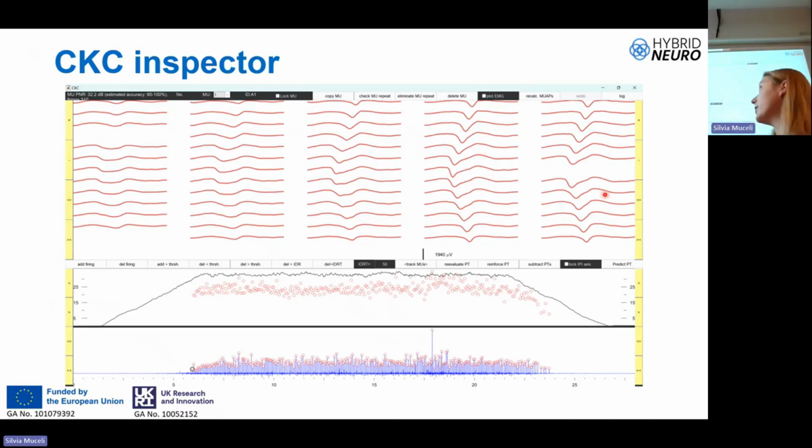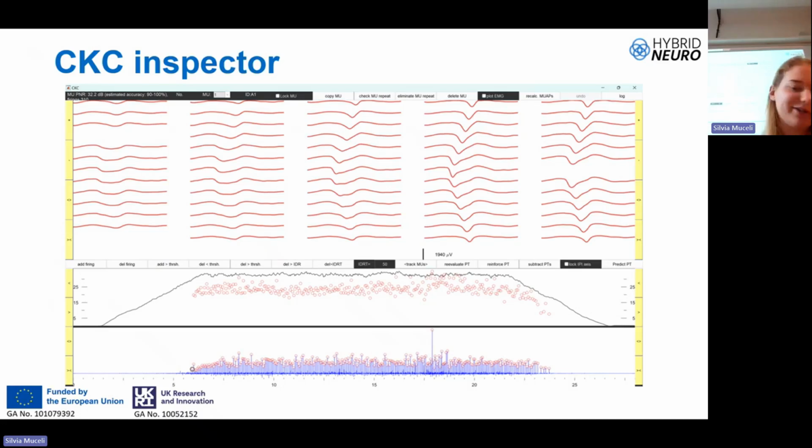So in the CKC inspector, we have 3 different panels. We see motor unit action potentials. We can see the instantaneous discharge rate along with the recorded force signal in this example. And we can also see the pulse train depicted here with a blue line and firings with red dots.